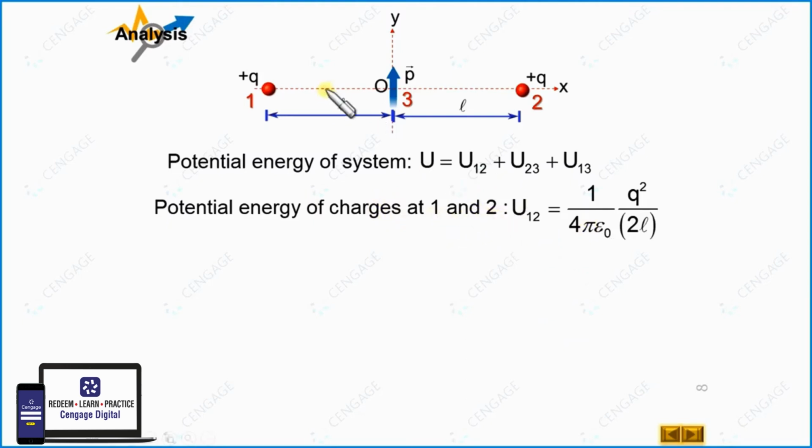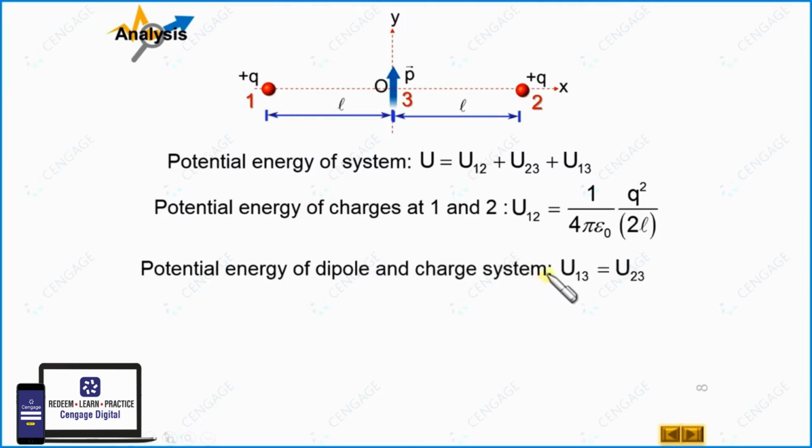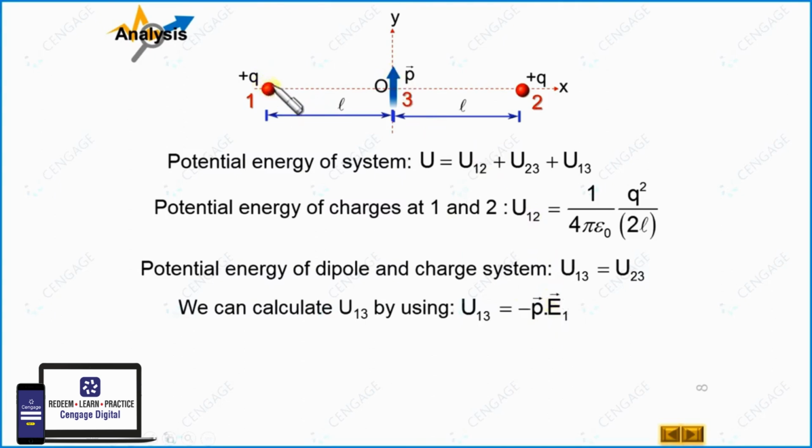Here we can observe that this charged particle and dipole, and this charged particle and dipole, are making an identical type of configuration. That means the potential energies of 1,3 and 2,3 should be equal. So we can write U13 equal to U23. Now let us calculate U13. U13 is equal to minus P dot E1. P is the dipole moment of this dipole and E1 is the electric field because of charged particle number 1 at the center of the dipole.